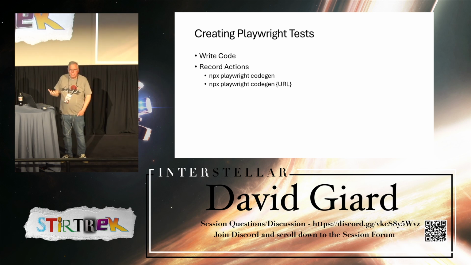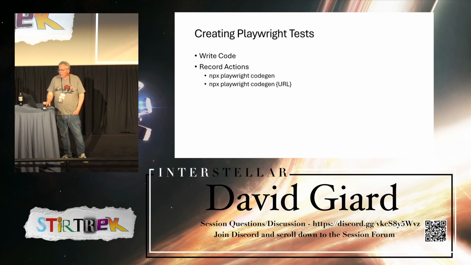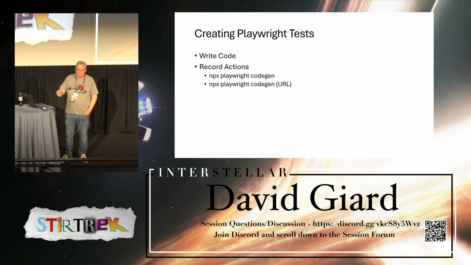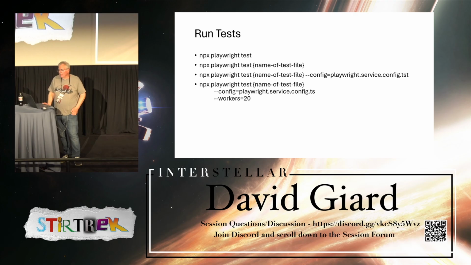So when you're done, you can just copy that code in the editor into your test file, wherever you want. If you want to start at a specific URL, npx playwright codegen URL does the same thing, but it starts at a given URL. So I can take that, and to run the test, npx playwright test. That's all you need to do.